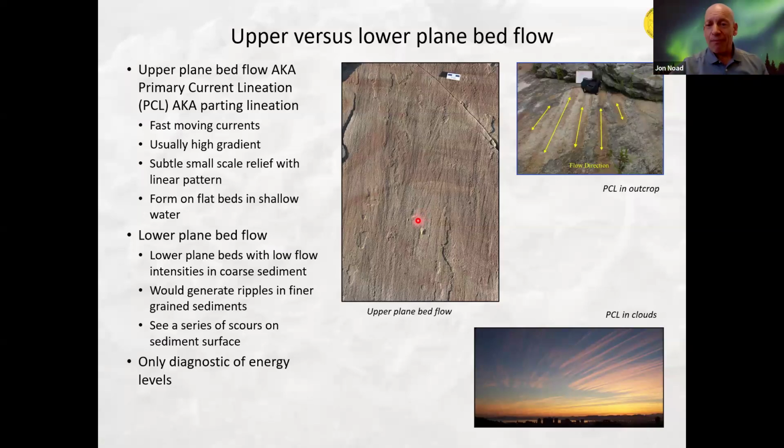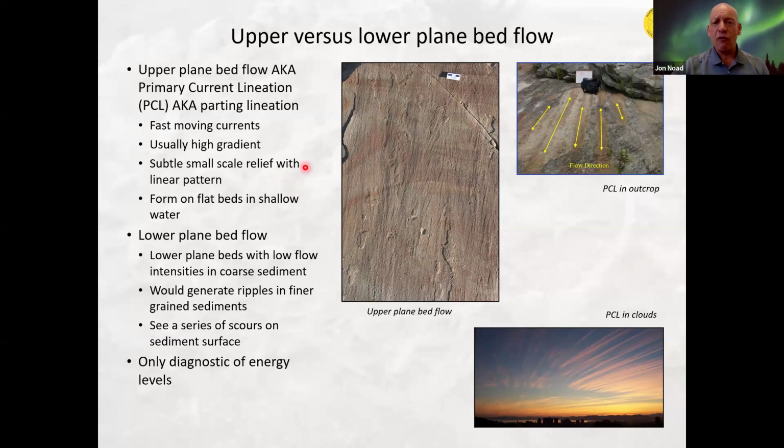There are also lower plane bed flows. So this is one of those confusing things where you get the same structures in a very energetic setting and in a very low current setting as well. Lower plane bed flow is where you have currents that are so slow that they would generate ripples if you had finer grained sediments, but in coarse sediment, all they can do is make a slight lineation on the sediment. So they look the same, but generally they're much rarer.